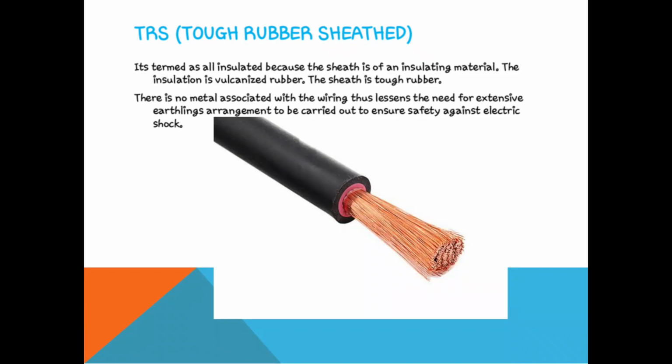The insulation is vulcanized rubber. The sheet is tough rubber, to provide total mechanical protection. So there is no metal associated with this wiring, thus lessening the need for extensive earthing arrangements to be carried out to ensure safety against electric shock.